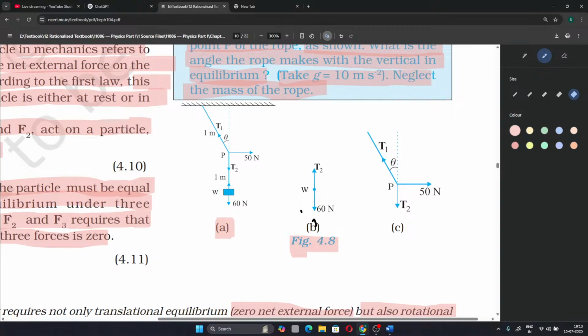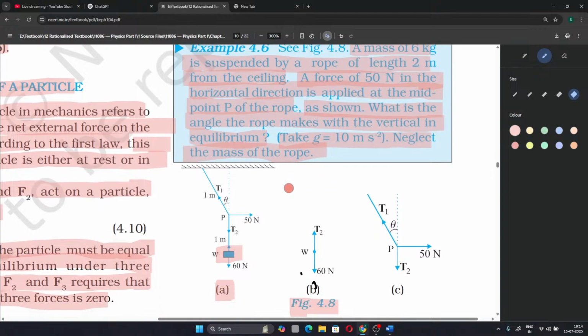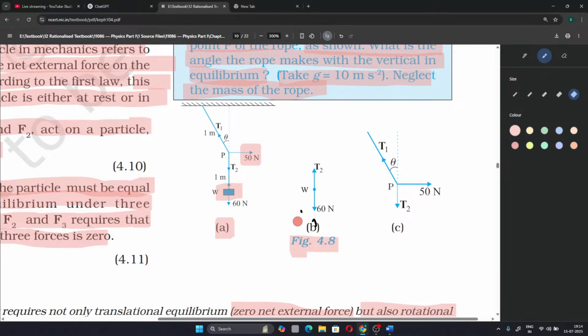This is the first figure here. They took a weight of 6 kg. So when we take a mass of 6 kg, the force acting downwards is of course 60 Newton. And here they took tensions on the rope as well. And here there is a force acting in this direction, that is 50 Newtons. This shows the individual components of the tensions and the force. Here the body is suspended like this.